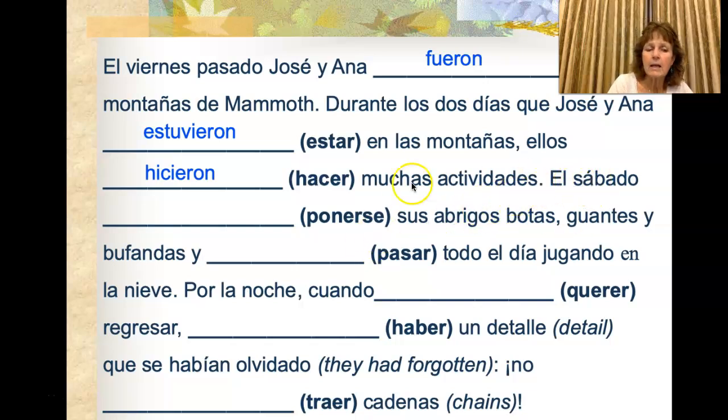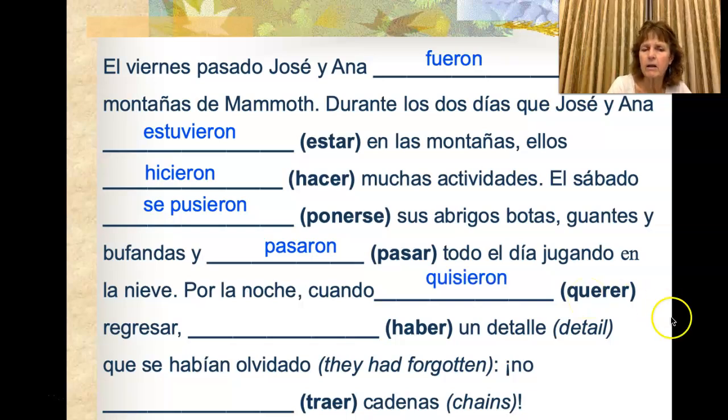Muchas actividades. El sábado, ponerse sus abrigos. So here they put on their clothes, one of the reflexive verbs. So remember, we've got to use that se, and then poner is very irregular. Se pusieron sus abrigos, botas, guantes y bufandas. Y pasaron todo el día jugando en la nieve. Por la noche, cuando querer regresar, irregular: quisieron regresar. A ver, that's the one that means there was. What do you say? Hubo un detalle que se habían olvidado: no traer cadenas. They forgot to bring chains for their car.